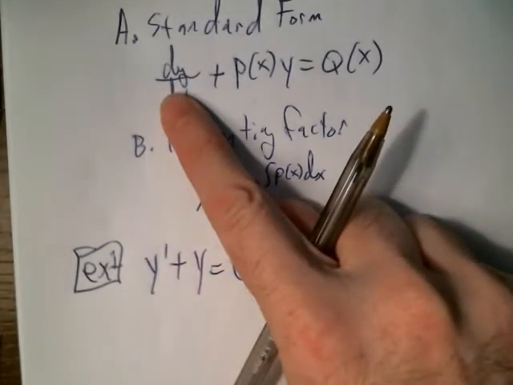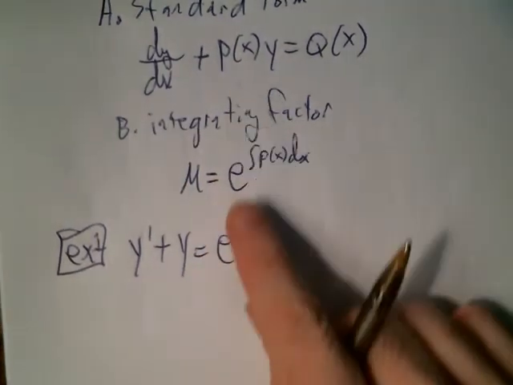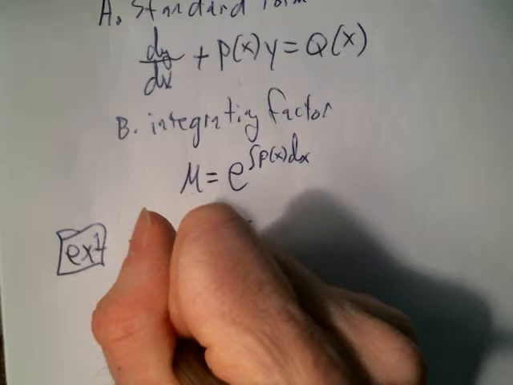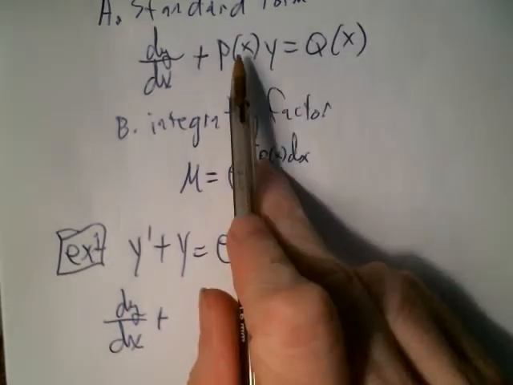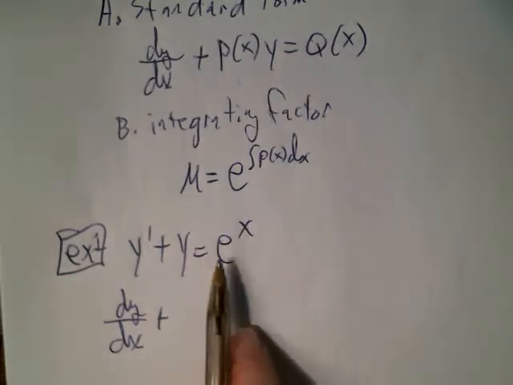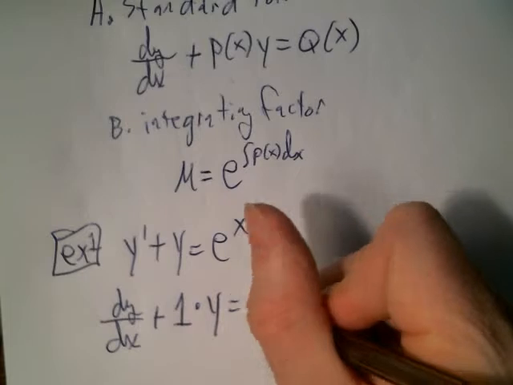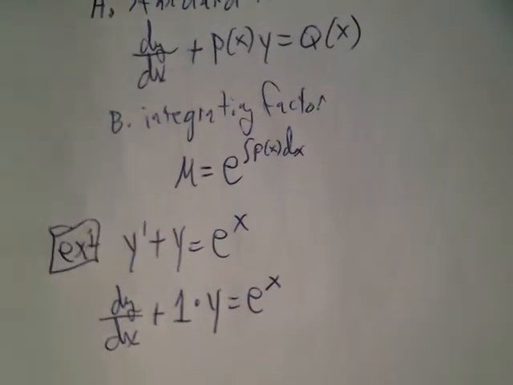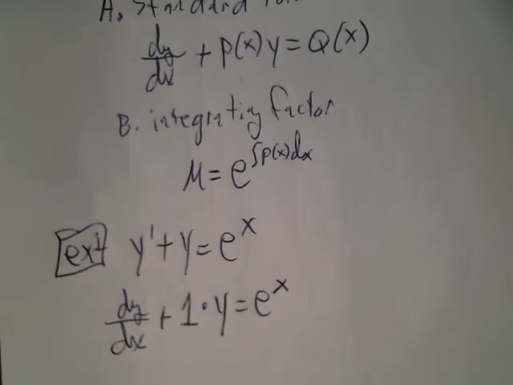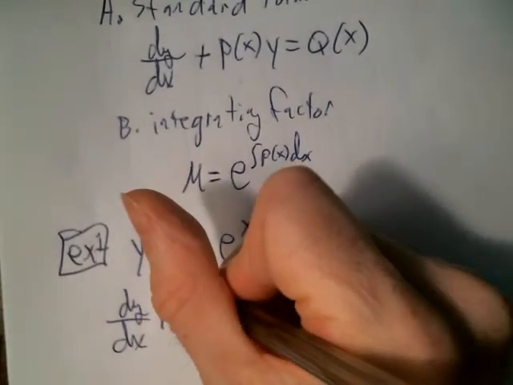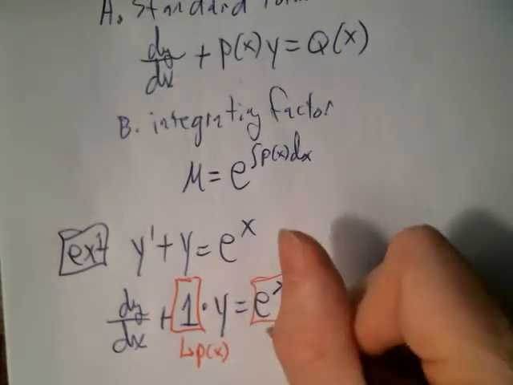And maybe one thing you may have forgotten already: y prime is equivalent to dy over dx. So if you really want to match up the form, you can rewrite y prime as dy over dx. It's not necessary. And then plus some function of x times y. Here it's not clear, but the function is just 1. So 1 times y. On the other side, q of x is e to the x. So this thing becomes your p of x, and this thing is your q of x.